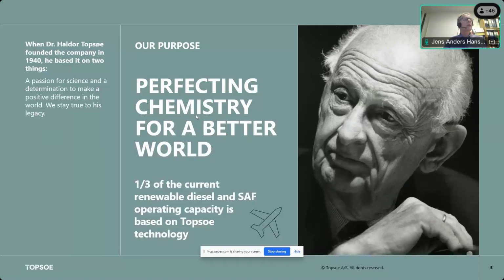TOPSOE is a company formed in 1940 by Dr. TOPSOE, and it's based on two things: a passion for science and a determination to make a positive difference in the world. We stay true to this legacy today, and our purpose is formulated in the words "perfecting chemistry for a better world." About one third of the current renewable diesel and SAF operating capacity worldwide is based on TOPSOE technology. So we have broad knowledge about how to convert feedstock into SAF.